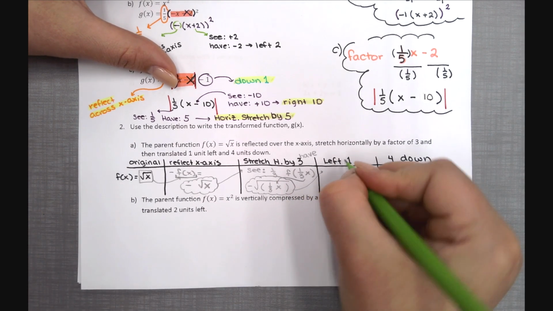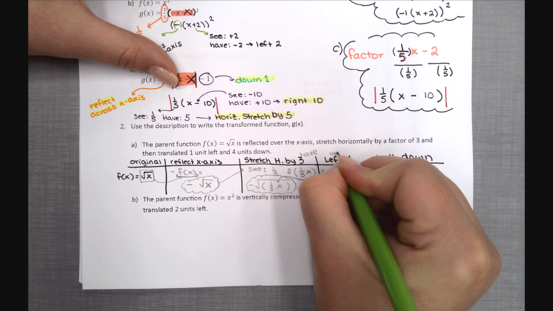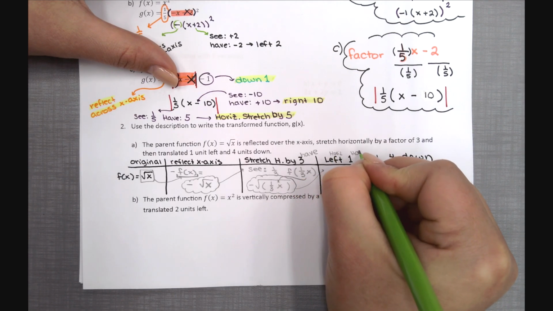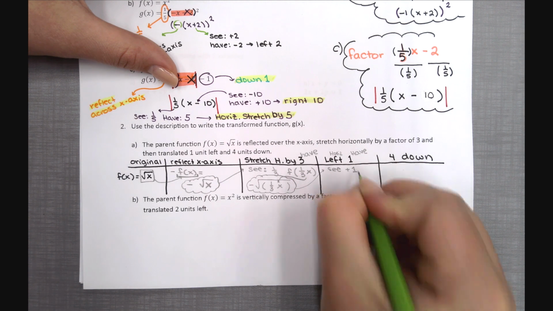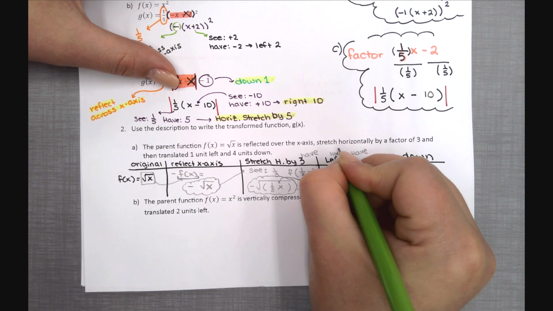Left 1. Left means horizontal. So that means I have a 1. That means I should see a positive 1. Okay? Left means negative.